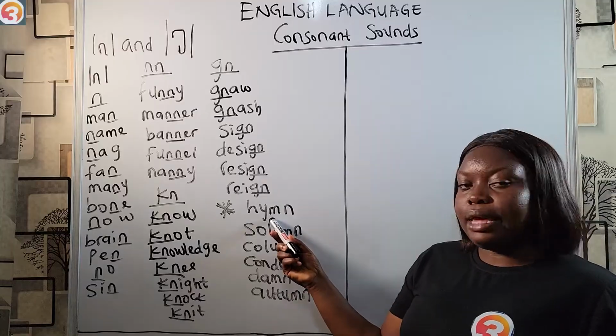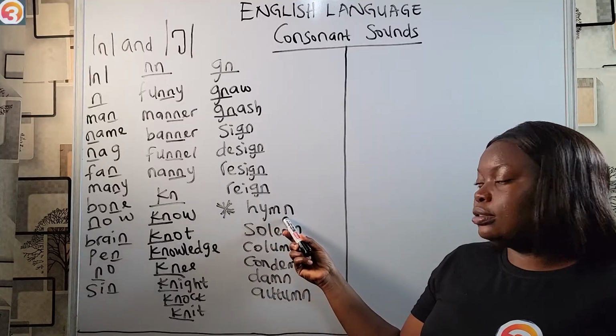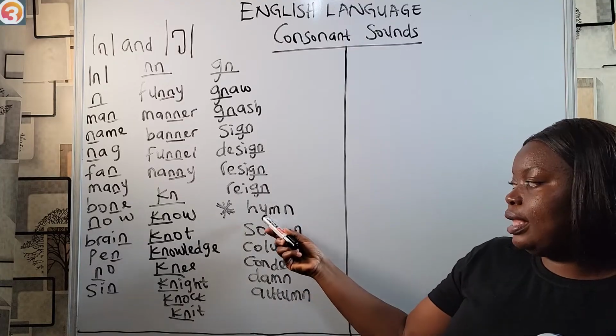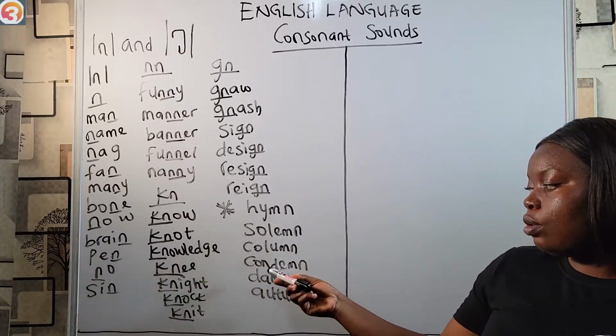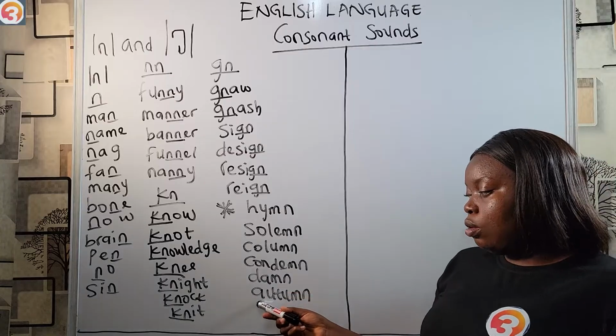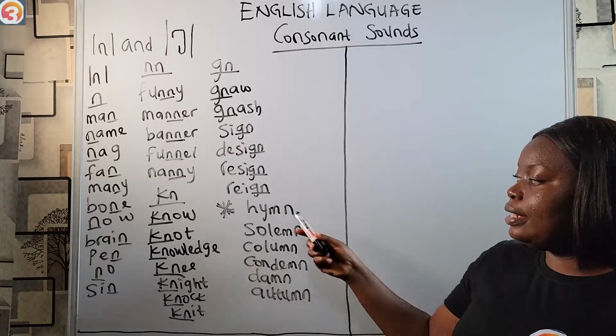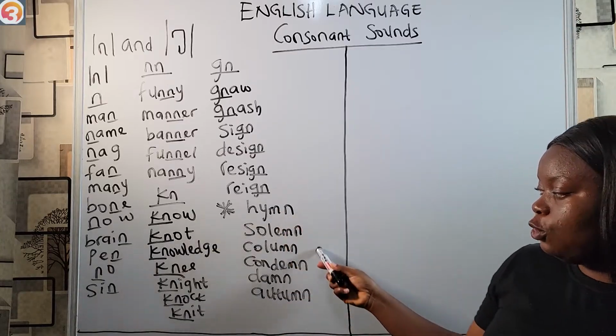What you have here is the M pronounced. You do not have the N. We have hymn, solemn, column, condemn, damn, autumn. So the N is silent if it comes after letter M at the end of words.